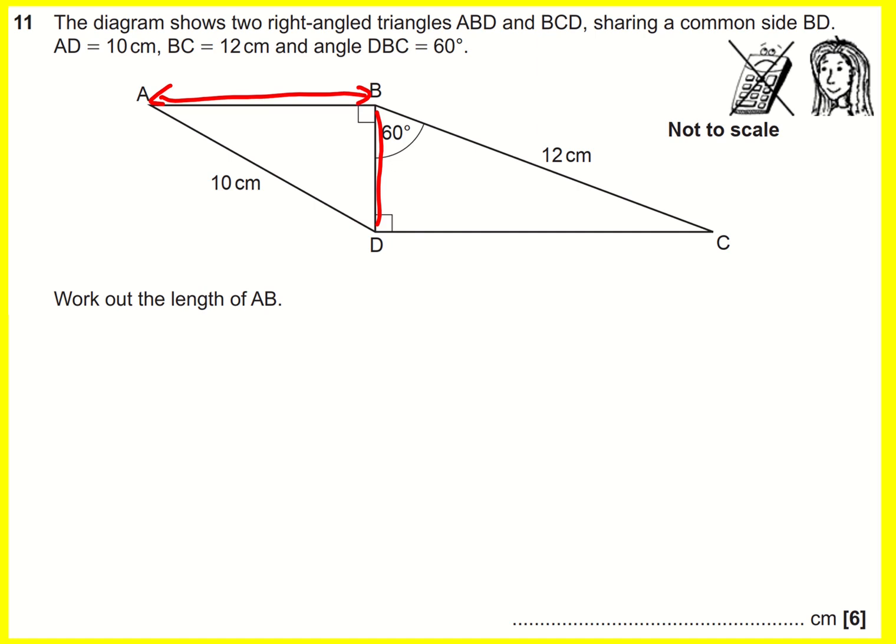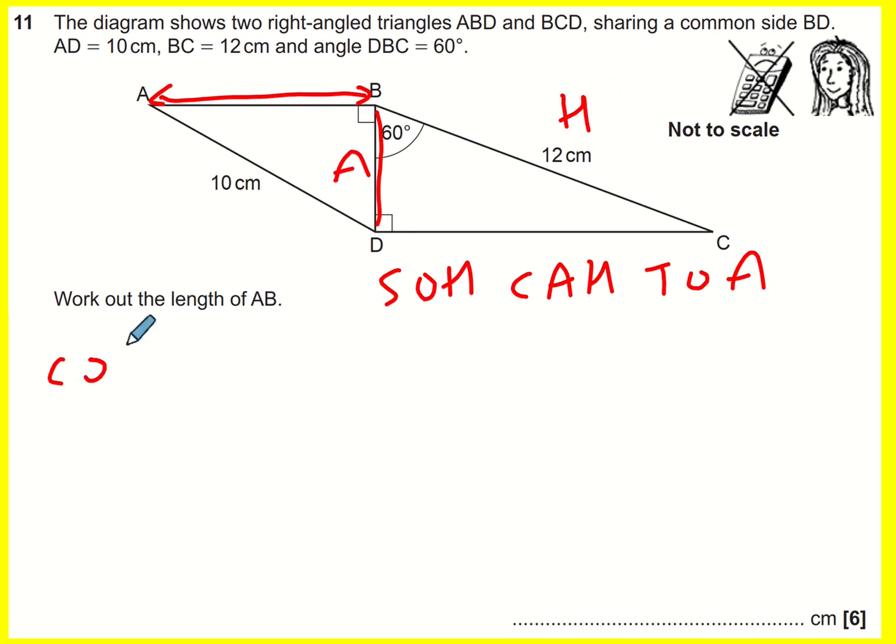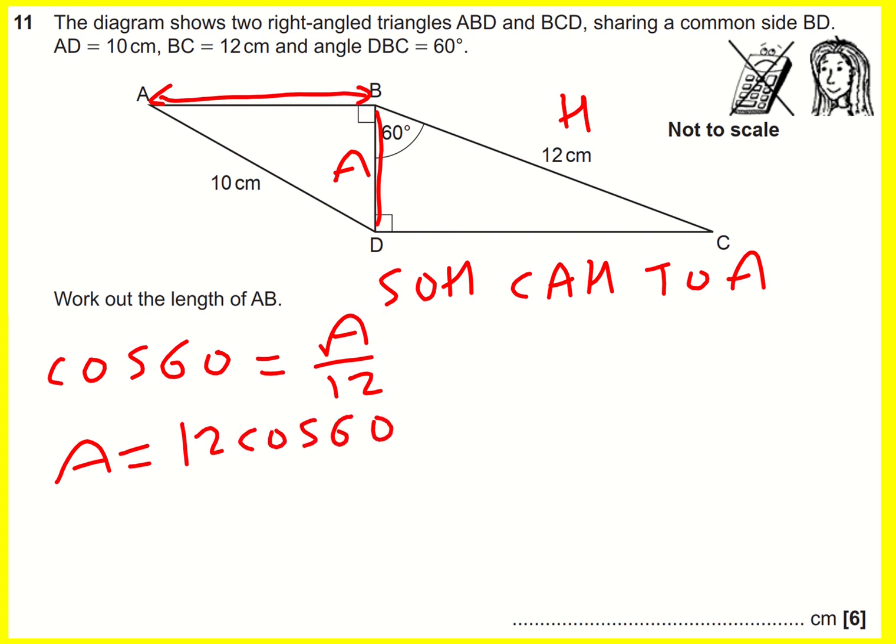Okay, let's do this. So let's look at the triangle on the right, and we've got an angle here, we've got the hypotenuse, and we've got the adjacent. So SOHCAHTOA, I'm going to be using CA, because I've got the hypotenuse, I want the adjacent. I can write down that cos of 60 is equal to the adjacent divided by the hypotenuse, which is 12. Therefore, the adjacent is equal to 12 cos 60 by rearranging.